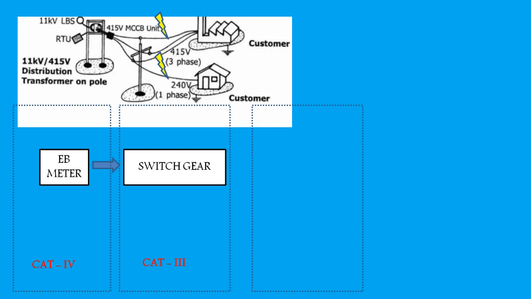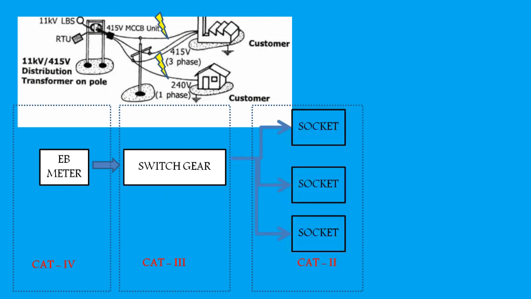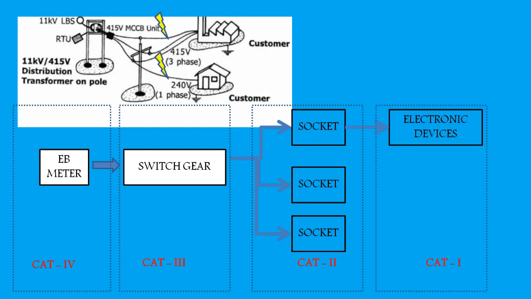Then from the distribution board, single phase supply flows to the sockets, and here a CAT 2 multimeter can be used as it is less of a threat than CAT 3, because for a transient voltage to reach the socket it has to pass through CAT 3 and CAT 4 sources, during which the transient will be dampened due to the line impedances. In the same way, from the socket outlet, if an electronic device is connected and you want to measure in that device, a CAT 1 multimeter can be used, provided all other over voltage and over current protections are in place.